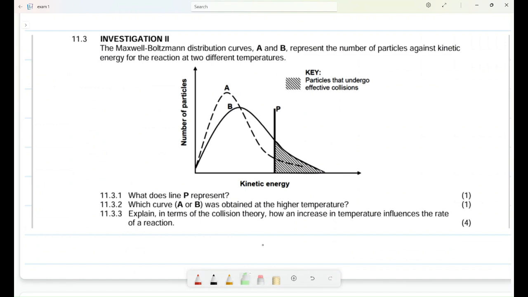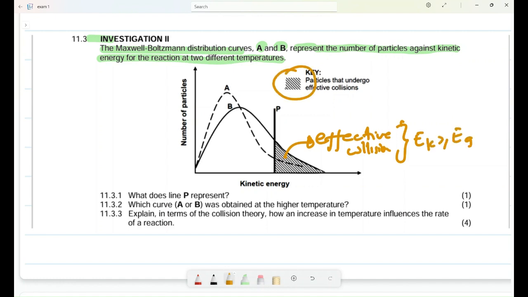1.1.3, Maxwell-Boltzmann distribution curve. For investigation 2, we have the Maxwell-Boltzmann distribution curves A and B. A and B represent the number of particles against kinetic energy for the reaction. This is the number of particles, this is kinetic energy. This area means particles that undergo effective collisions, meaning they have kinetic energy greater than or equal to the activation energy. This P is our activation energy.